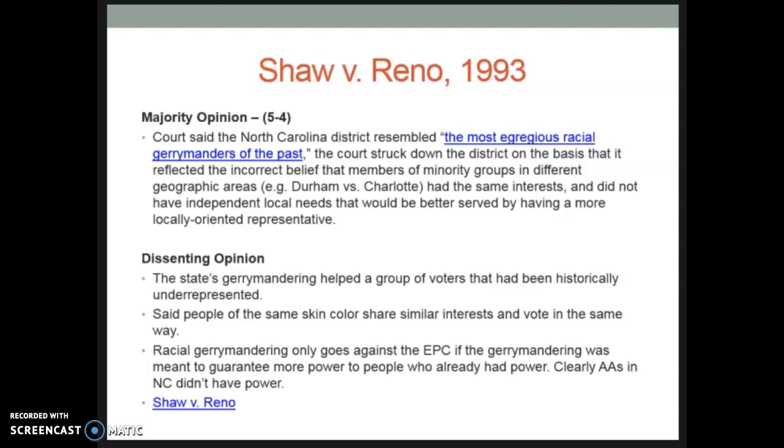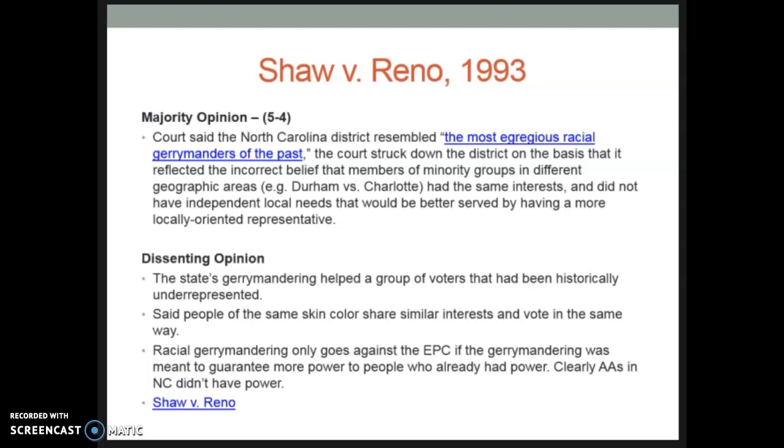The dissenting opinion said that the state's gerrymandering helped a group of voters that had been historically underrepresented. So because these districts were drawn with good intentions to try to increase diversity in Congress, they saw that the state had a good reason for drawing the districts this way. They said that people of the same skin color do share similar interests. So even if a person lives in Durham and another in Charlotte and they're both African Americans, then they may have similar interests, more so than their white counterparts in their same cities.